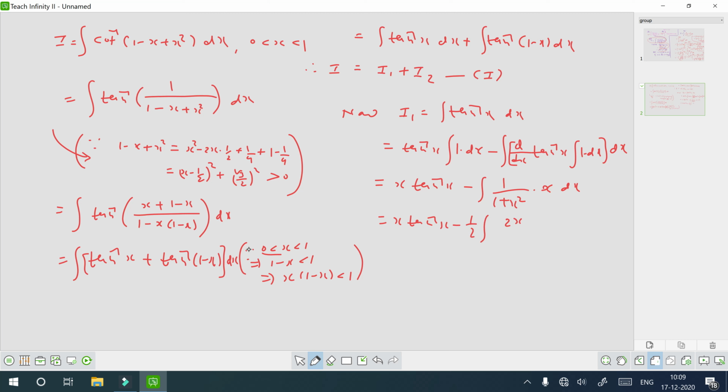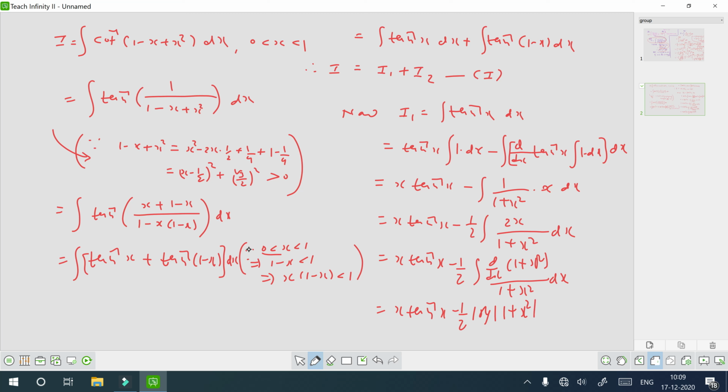So x tan inverse x minus 1 by 2. Why am I multiplying by 2? Because to arrange the derivative of the denominator in the numerator. 1 by 2 d by dx of 1 plus x square over 1 plus x square into dx. So that is equal to x tan inverse x minus half log mod 1 plus x square plus c1. This is result number 2.